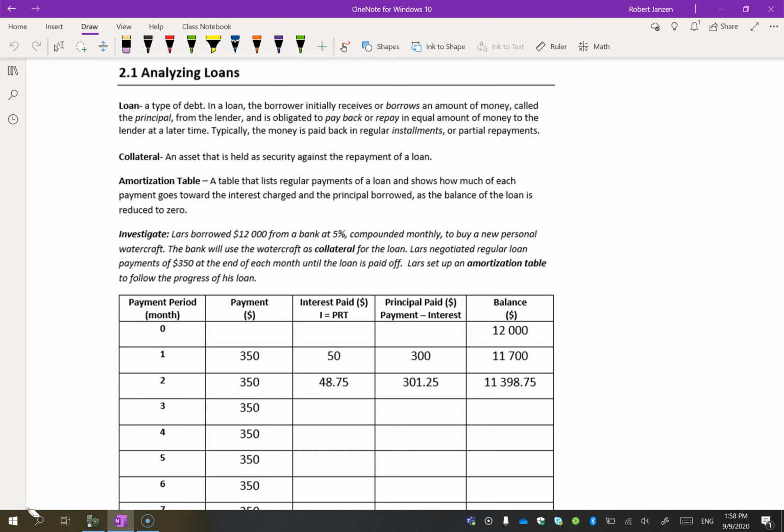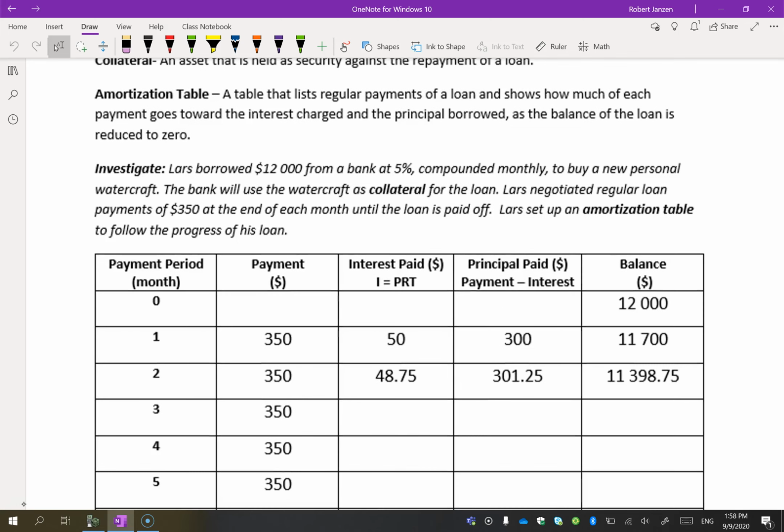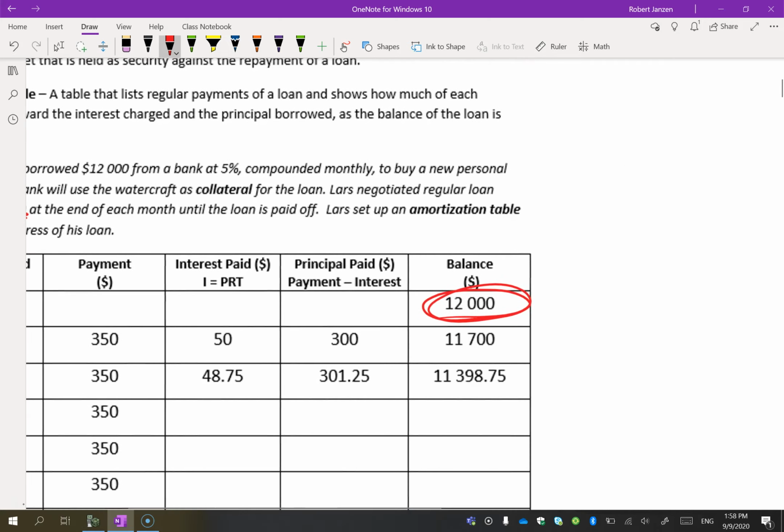Okay? To kind of look at what interest does, or when you're paying back a loan, we're going to look at what's called an amortization table. And it basically shows how much of each payment is going towards interest and how much is going towards the principal, in other words, paying back the loan. So in this question, we're borrowing $12,000 and we're agreeing to pay back $350 each month. Okay, the table's partially filled out for you, but where did this come from?